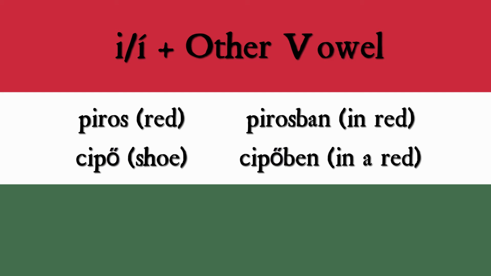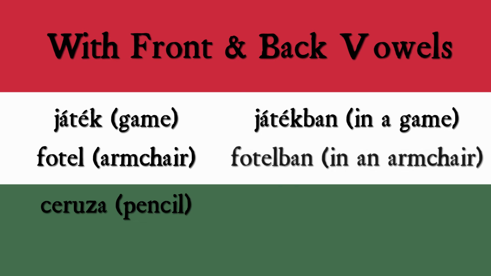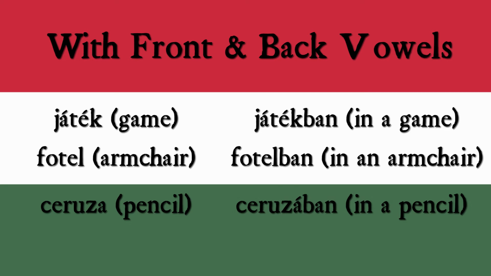After getting this far, you might have noticed a bit of a problem, in the sense that what are we supposed to do if we come across a word that has both front and back vowels? For reference, let's look at the words játék, fotel, and ceruza. For all of these types of words, except for maybe a couple exceptions, because there's always exceptions, you know how languages are, the back vowels will dominate the front vowels, therefore the suffix taken will correspond with the back vowels. In this case, these three words would be játékban, fotelban, and ceruzában. I know the a in ceruza turned into an á, but don't worry about that just yet.